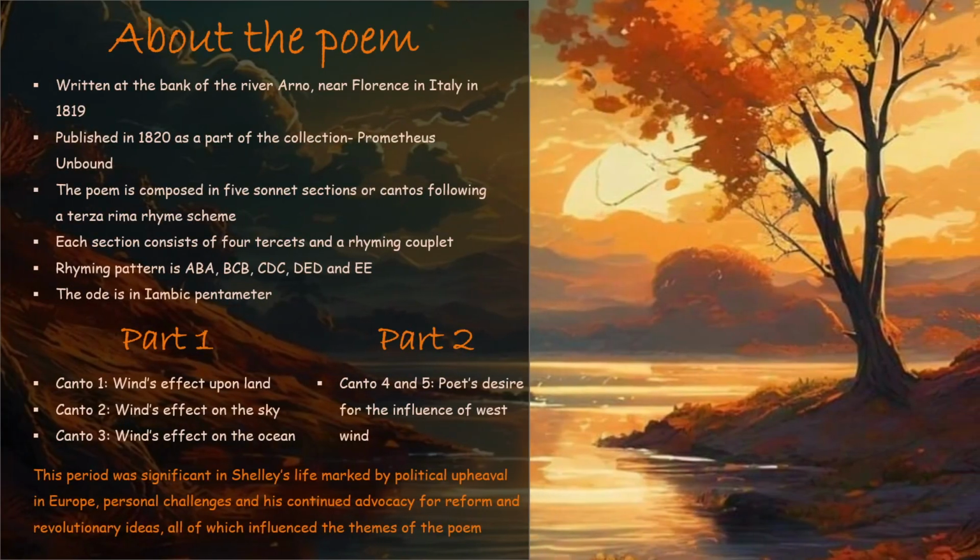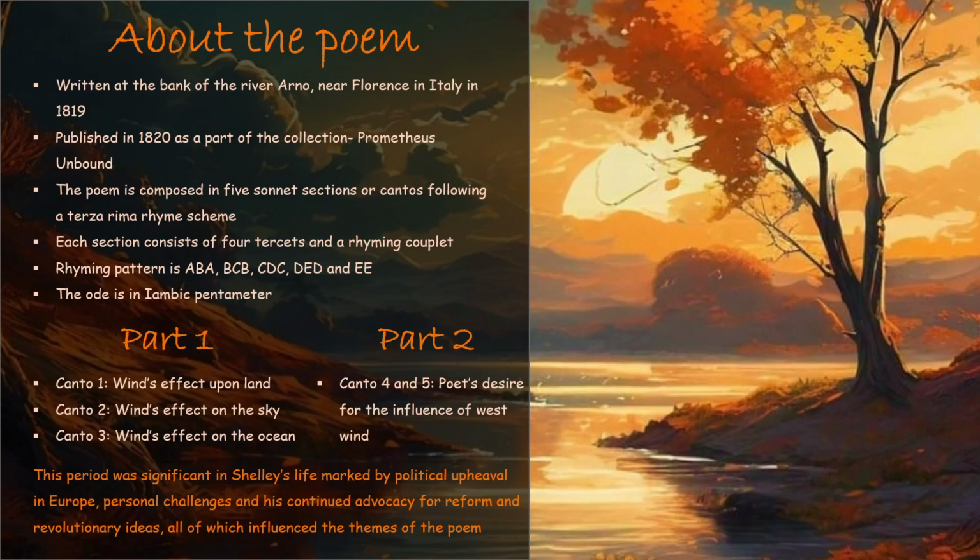In the next slide, I have mentioned some notable points about the poem. It was written in 1819, published in 1820. It is divided into 5 sections, which are called sonnet sections, because each section consists of 14 lines following 4 tercets and a rhyming couplet. So keep these points in your mind for your examination and learn them.